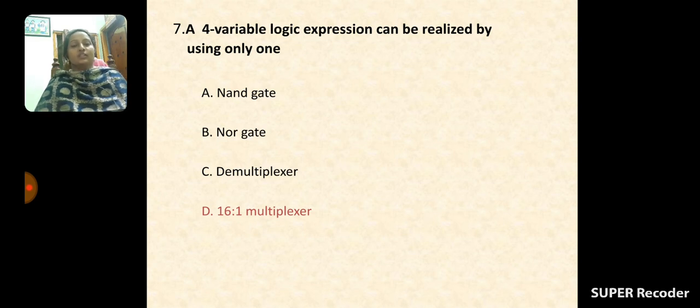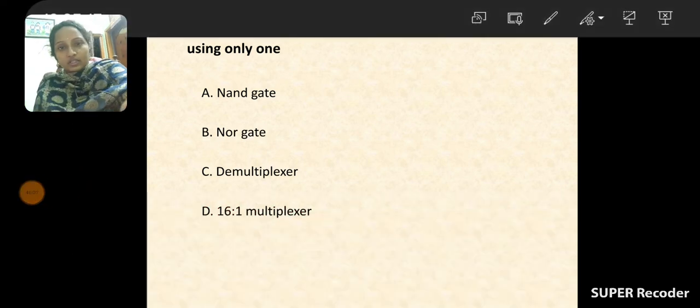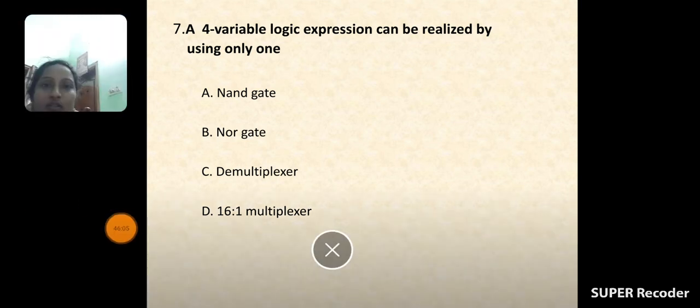Especially remember the circuit diagrams and truth tables. Why? Because once you are able to write the truth table, then you can easily develop the logical expression. If we are able to develop the logical expression, then it is easy to draw the circuit diagram. Okay, so now I would like to give the conclusion about the class.